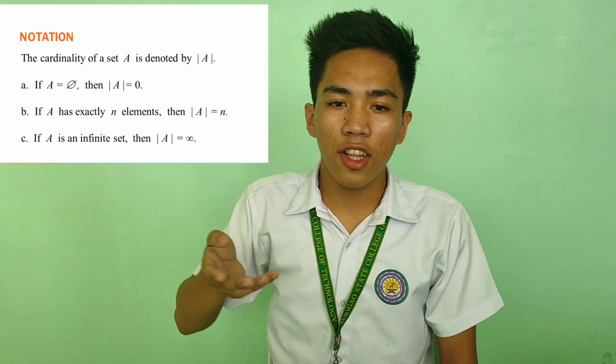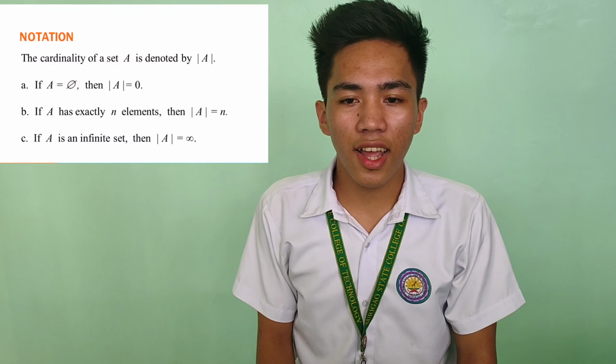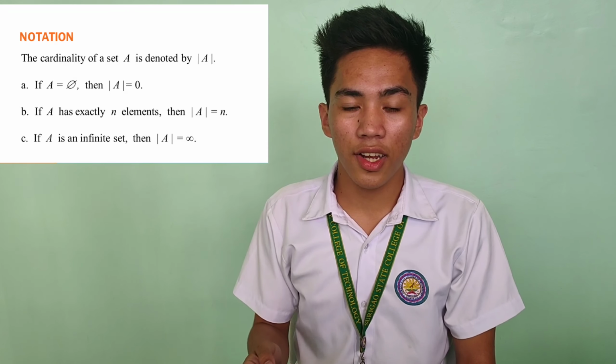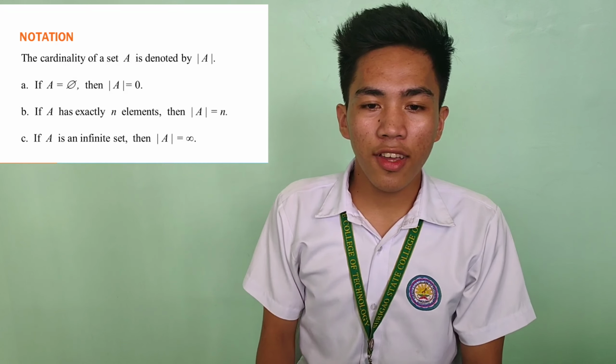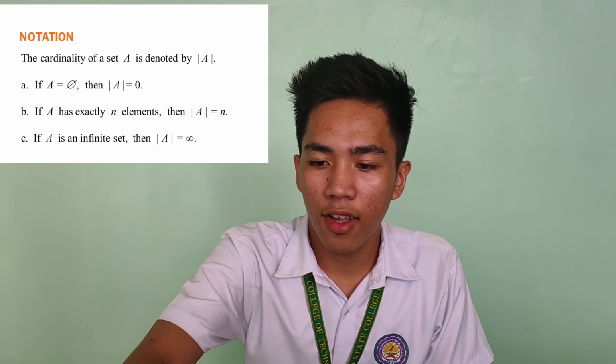So letter A, if A is equal to the empty set, then the cardinality of set A is equal to 0. B, if A has exactly n elements, then the cardinality of A is equal to n. Then C, if A is an infinite set, then the cardinality of A is equal to infinite.